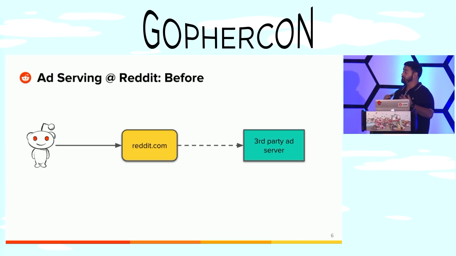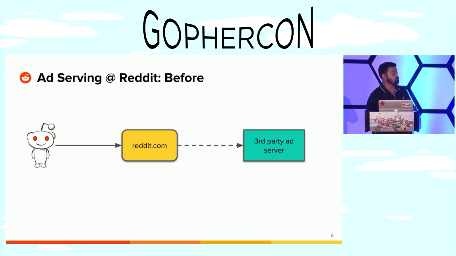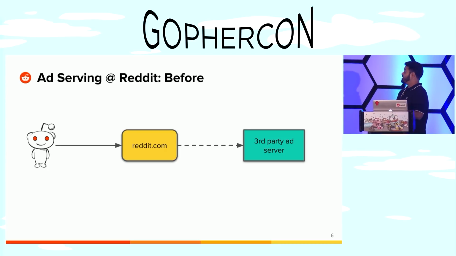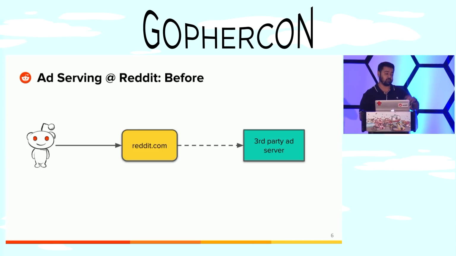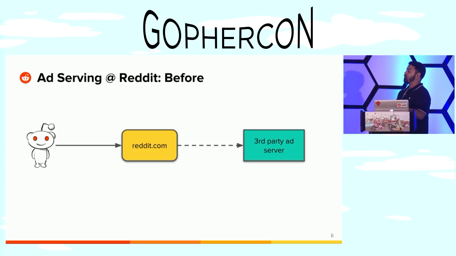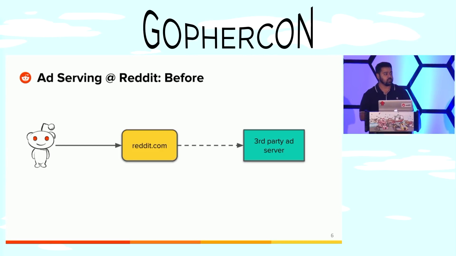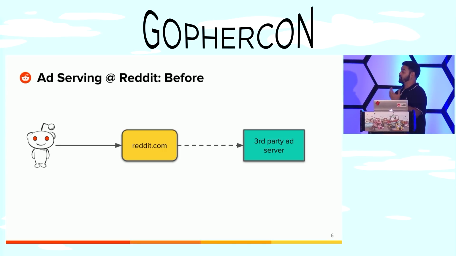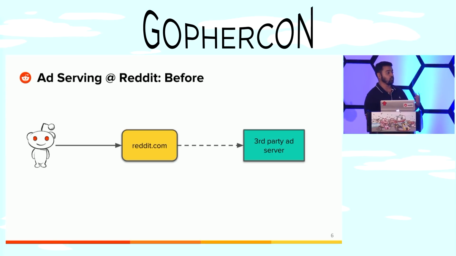So before we built this new system that I'm going to talk about, this is what things looked like. Whenever a user went to reddit.com, the Reddit backend, which is a monolith that we are slowly breaking into small microservices now, would make a call to a third-party ad server. This third-party ad server would return an ad or a few ads, and those would get injected in the responses that were sent. So this is pretty standard. Most websites do that. But as we scaled, we realized that this wasn't going to work well for us.